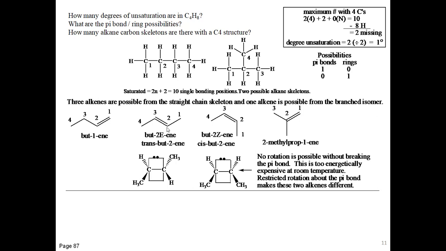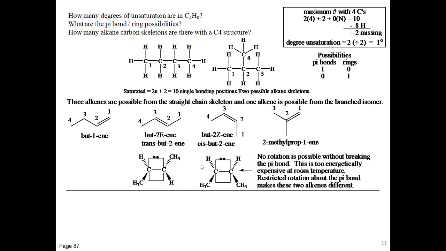But in the middle two, between 2 and 3, I could either do it so that the methyls are on the opposite side, which we tend to call E, but can also be called trans. Or I could have the two methyls on the same side, which we tend to call Z, but could also be called cis. Now these cannot rotate back and forth between each other because we would have to break the pi bond. That costs a lot of energy.